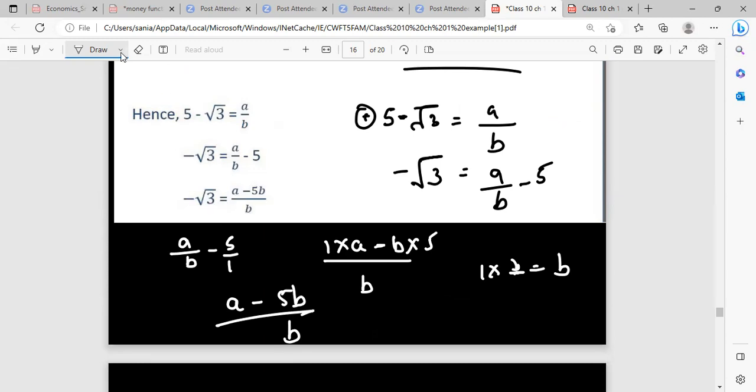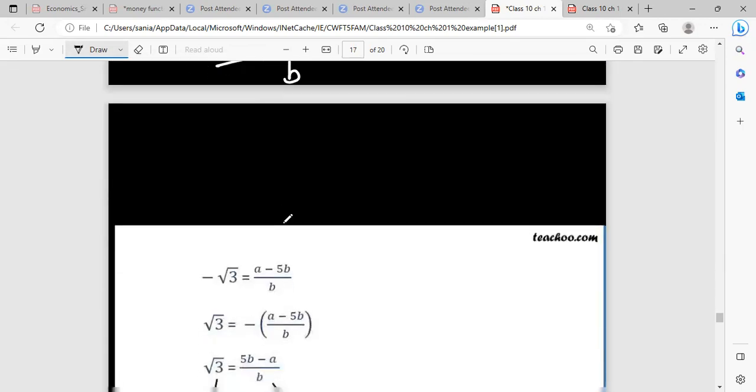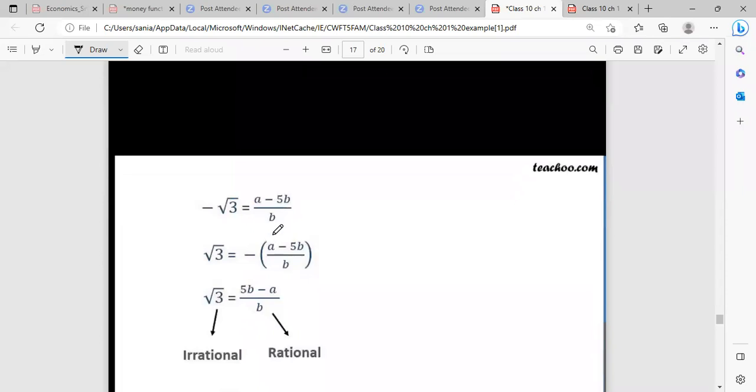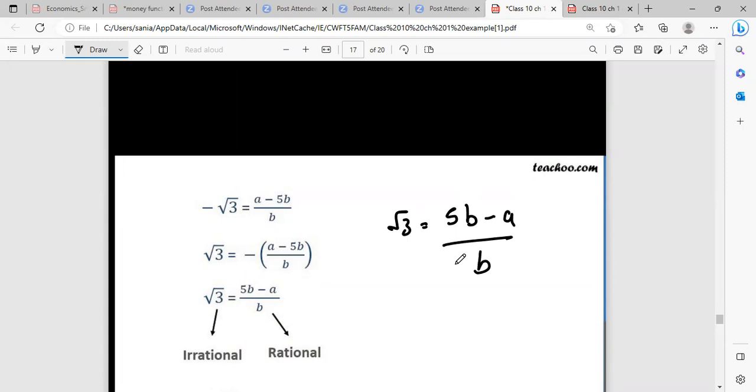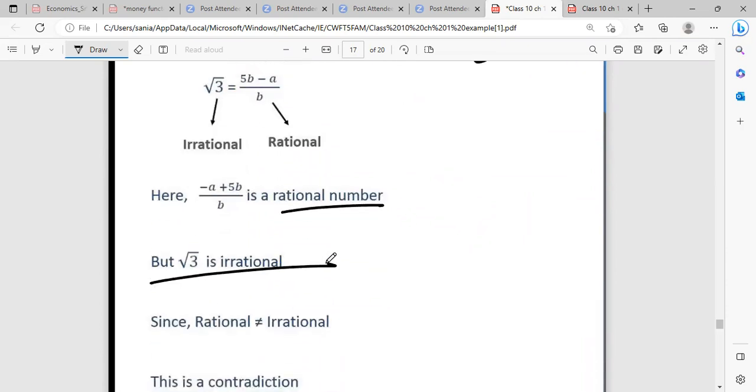Okay. Now after this, this one will remain here. This minus you will bring here. So it will be under root 3 equals, the minus will come here, so now it will be 5B minus A divided by B. Clear? Yes. Now you can say under root 3 is an irrational number, right? But this one is a rational number. Yes, because this is in the form of A upon B, right? So over here, this is a rational number, but under root 3 is an irrational number.